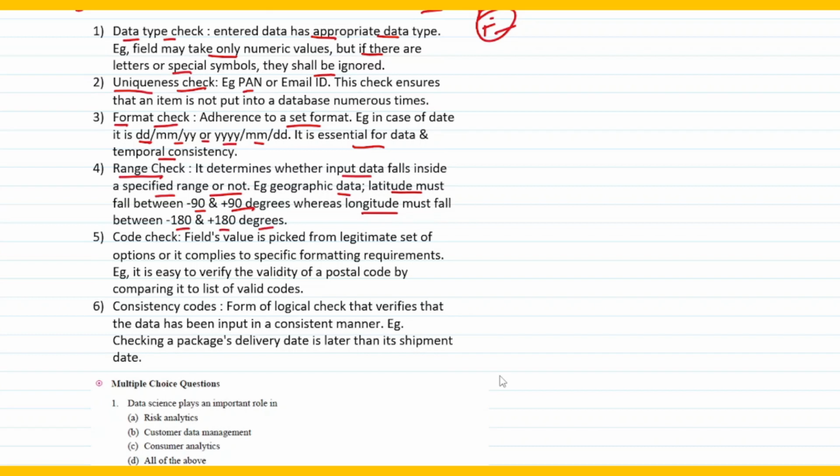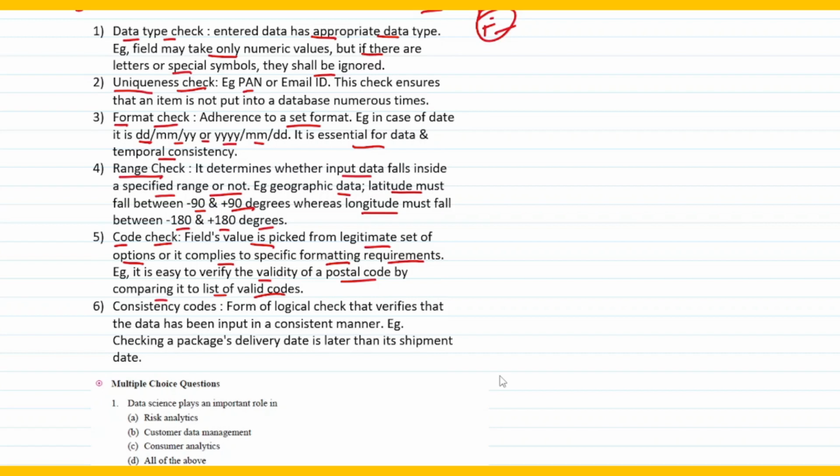Then we talk about C. C talks about the code check. Code check says field values are picked from a legitimate set of options. Legitimate means legal or within the standards. So field values are picked from a legitimate set of options, or it complies to specific formatting requirements. For example, it is very easy to verify the validity of a postal code by comparing it to the list of all valid codes. So if you have an entire list of it and you have to select a specific postal code, then the code check system comes into place. So the fifth one is C.